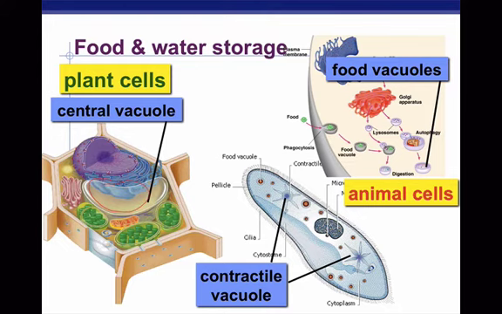And in the protista, which is this guy right here, he's got a little contractile vacuole, which acts like a pump, which helps to pump out any excess water that's trying to go in, because this little protista lives in fresh water. So he's constantly having to battle water rushing into his little cell.